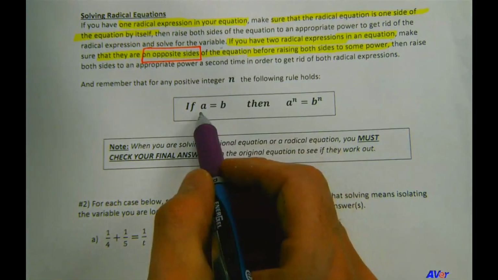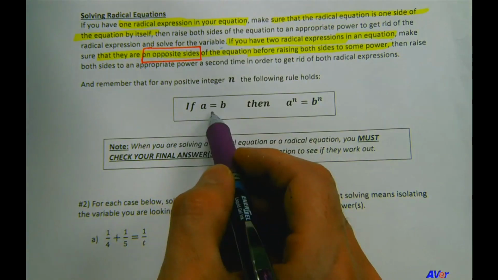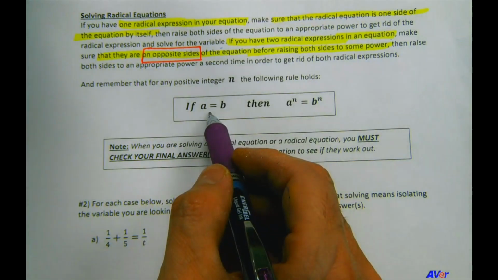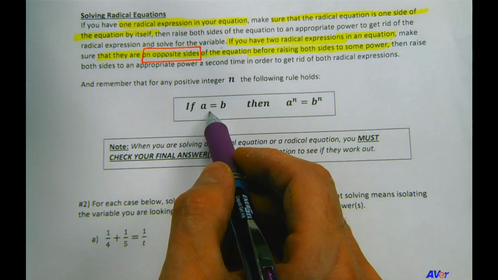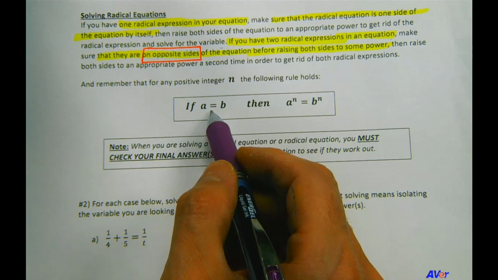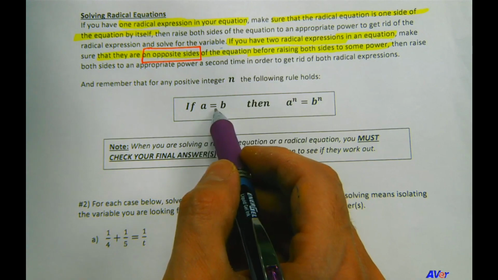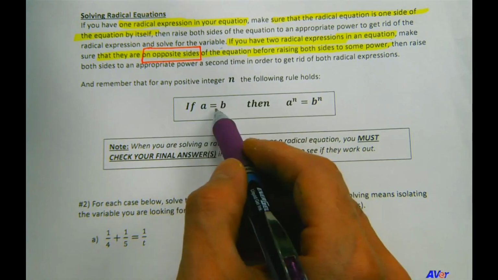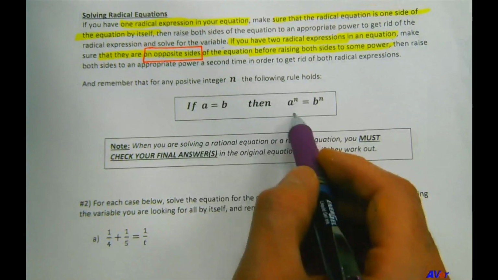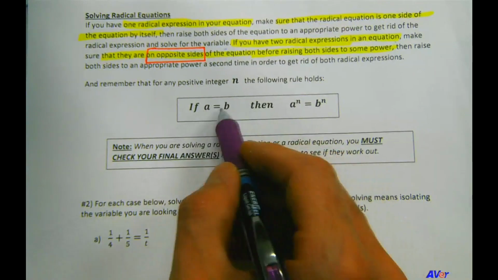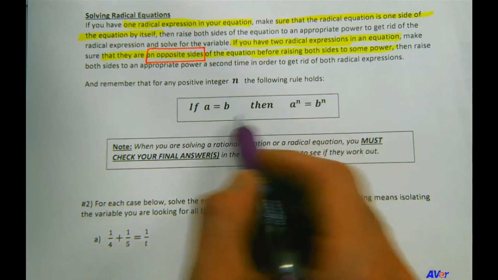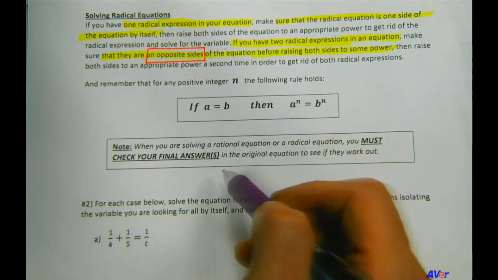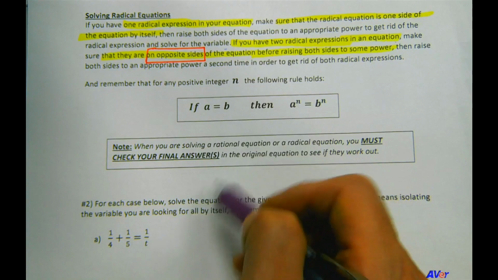So, this is just an identity from the past. I believe that maybe we might have covered this in either Math 95 or Math 96, so, one of the earlier algebra classes. So, if you have two terms that are equal to each other, then if you raise both of those to the same power, n and n, they're still equal to each other. Okay, just remember that.